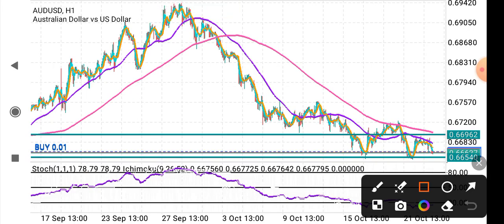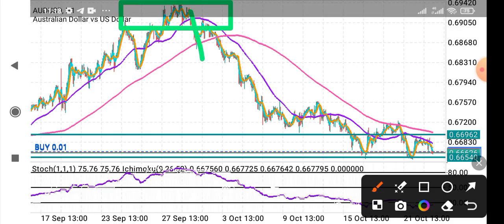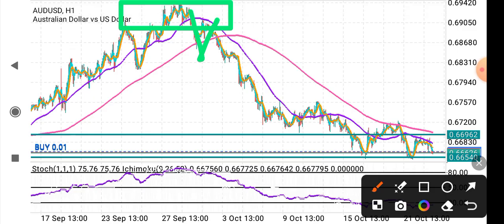I will draw it bold. It is coming out clearly. So this one was the reaccumulation phase. Then we broke out, came back to retest, then moved down.